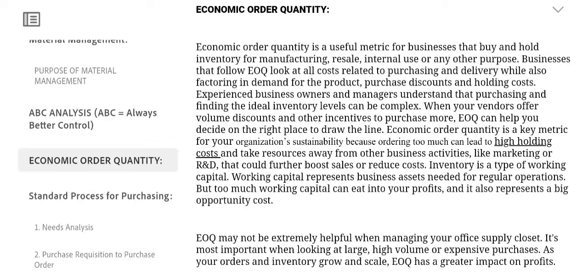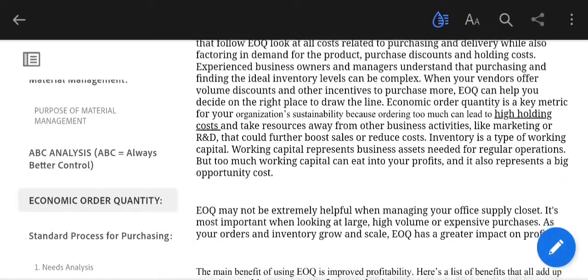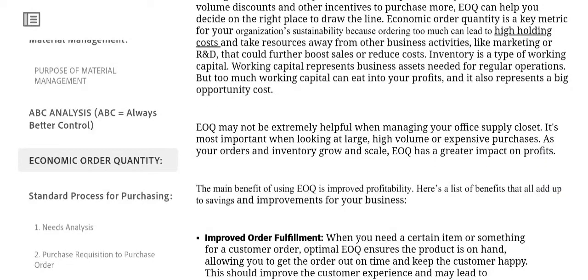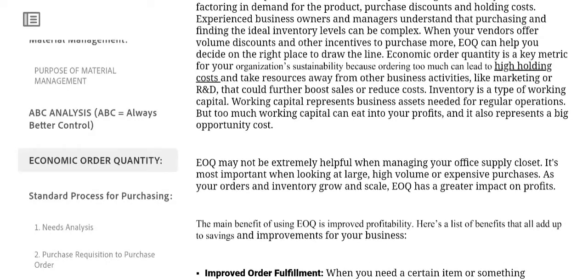After that, if we are holding resources, we are holding a stock, we can do more research on that, we can do more marketing on that, so that comes under economic order quantity. EOQ may not be extremely helpful when managing your office supply closet. It's most important when looking at a large, high volume and expensive purchase as your order and inventory grow and scale.